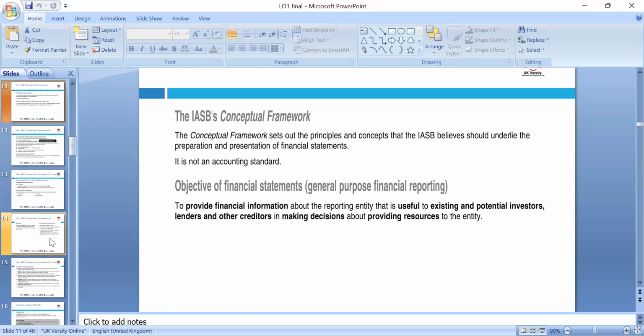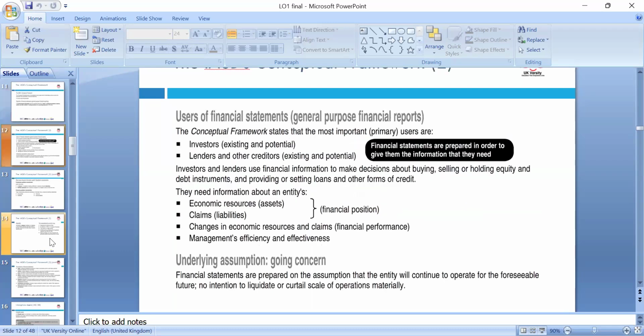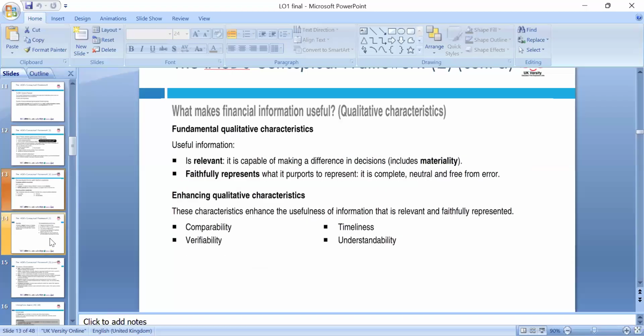General purpose financial statements provide financial information useful to existing or potential investors and stakeholders, and they can make decisions based on the information being true and fair. Of course, all the resources, like assets, liabilities, the legal obligations, and changes in economic financial performance, we can look at the profit. Going concern means the business will carry on as normal for a certain period of time. If anything is material, we should highlight it in the financial statements.